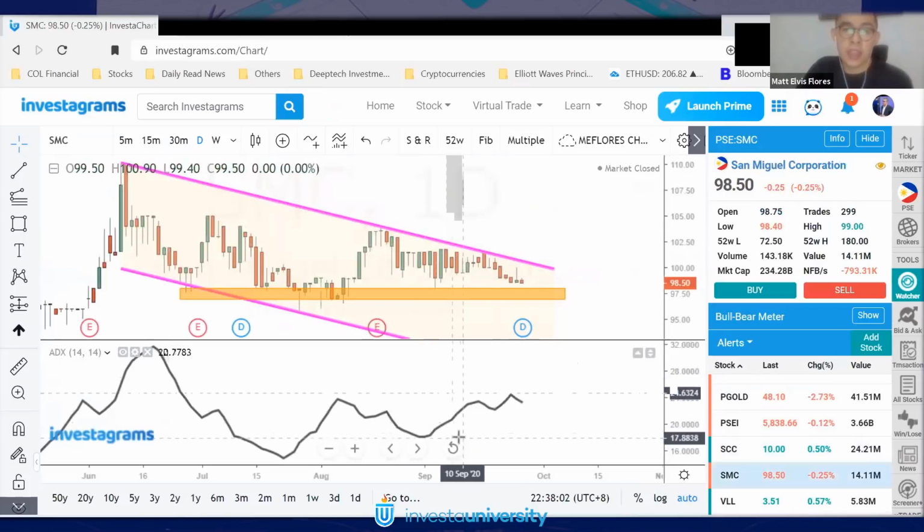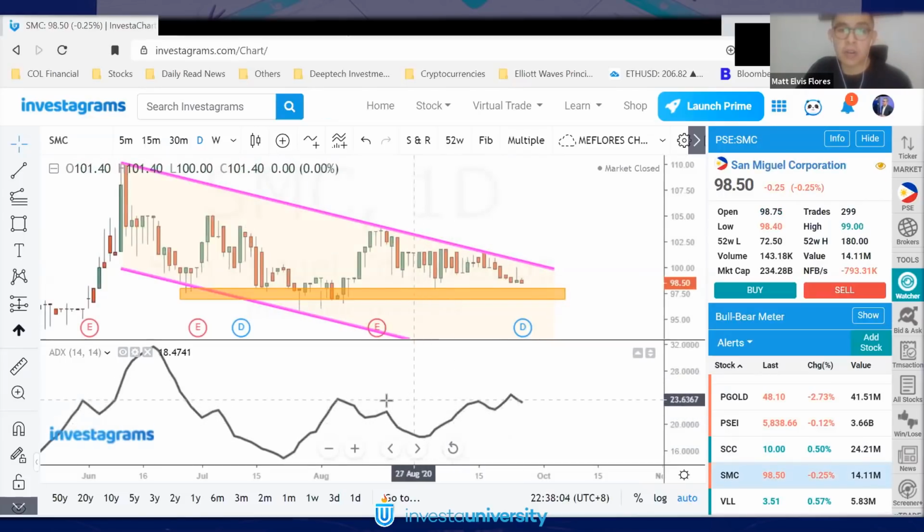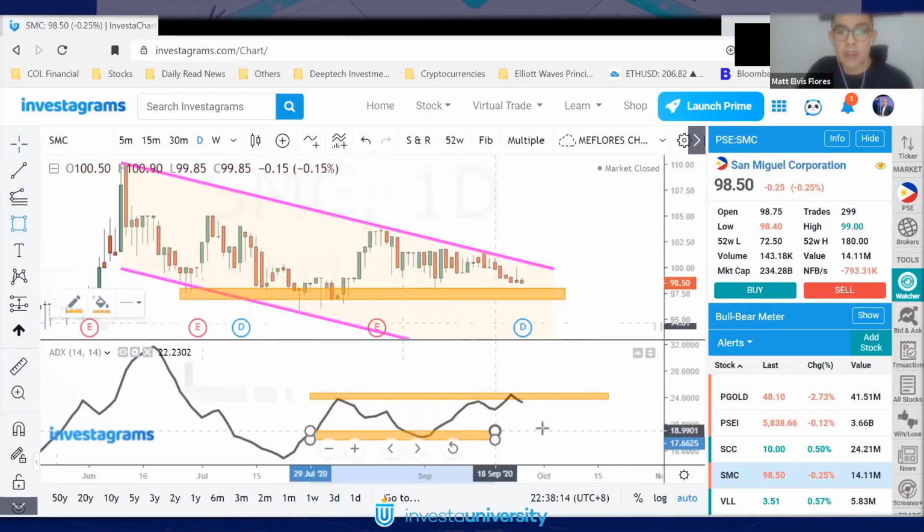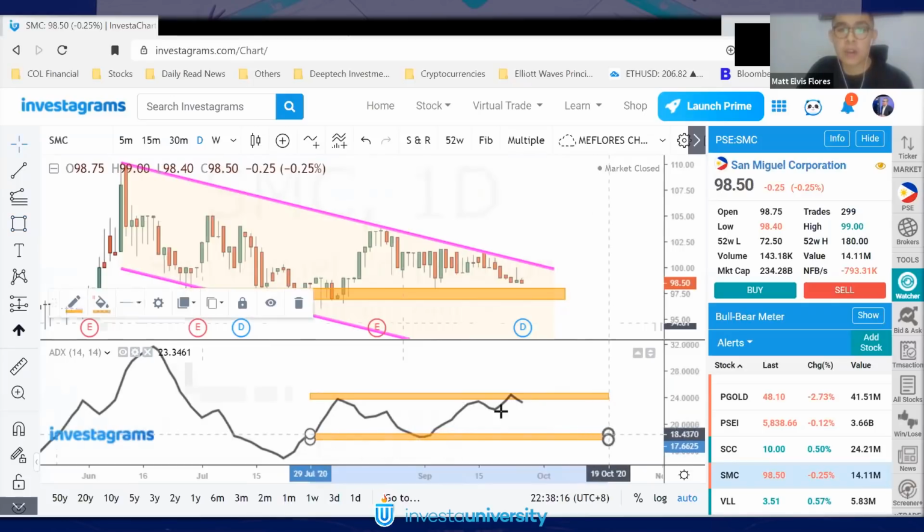SMC, di ba? SMC, kita mo already starting to pick up. The question is, will this break out? You have your resistance level. You have your support here. Di ba? You also have your support here.